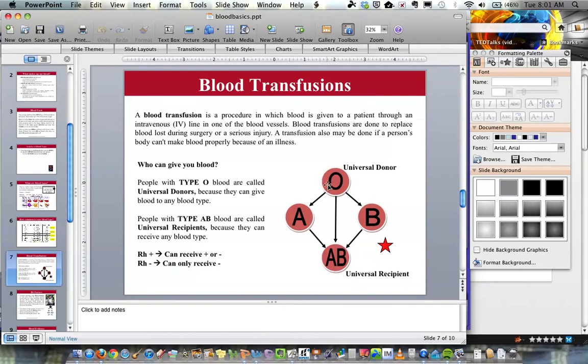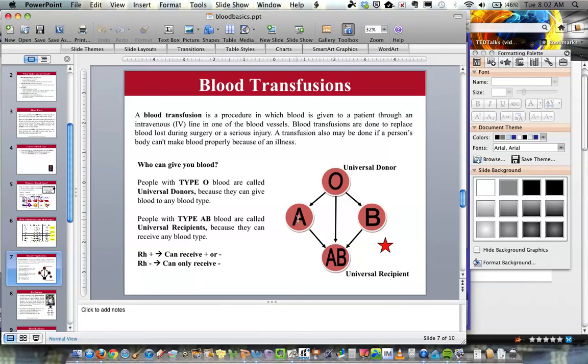So a person with O-type blood, for example, is what we call the universal donor, because he or she could donate blood to him or herself, obviously, also to a person with A-type blood, also to a person with AB blood, and also to a person with B blood. So therefore, type O blood people can donate blood to anyone. Now, the pluses and minuses are a little more specific, but we're not going to go into that today. So don't worry about pluses or minuses.